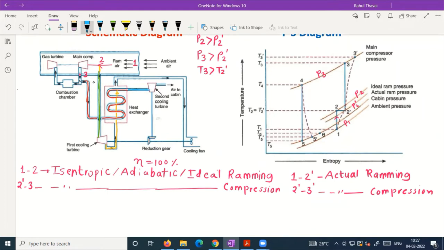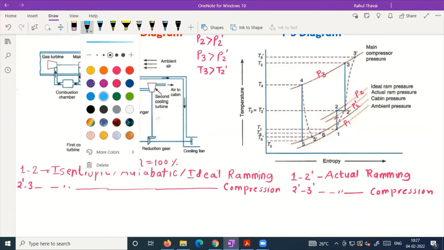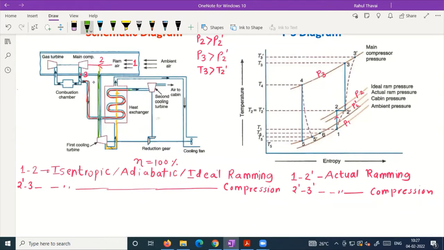So what happens? This hot air becomes cold, and this cold air becomes hot. I'll show it with a different color, green, so that you can understand. Here it comes out as hot air. Because it was cold air, it exchanges heat with the hot air, so it becomes hot.